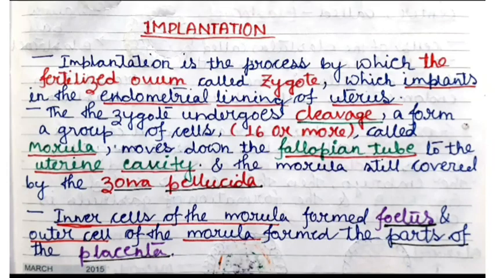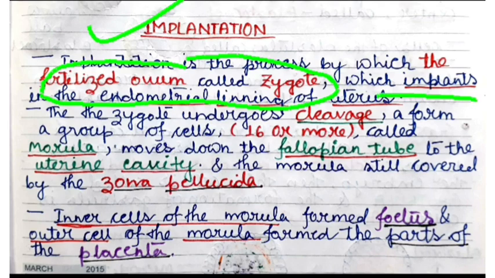So let's start the discussion about implantation. What is implantation? Implantation is the process by which the fertilized ovum, called the zygote, implants, which means it fixes itself, or attaches or adheres, to the endometrial lining of the uterus. Implantation usually occurs about 1 to 2 weeks after the egg has been fertilized.